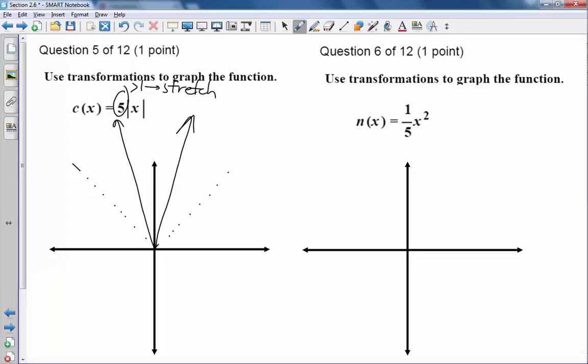How about this one though? X squared is this one. It's a parabola. This is x squared, correct? And 1 over 5, what does 1 over 5 do to it?